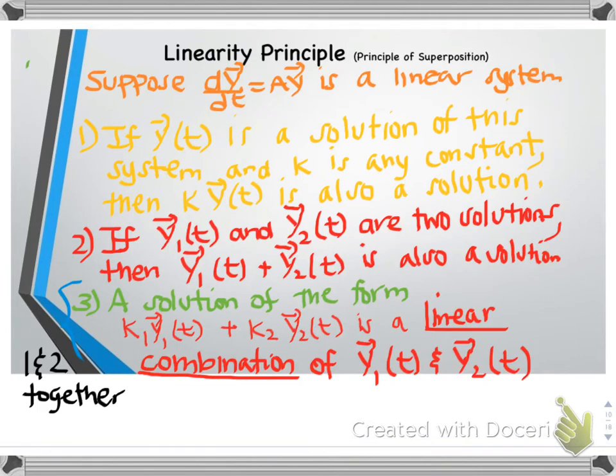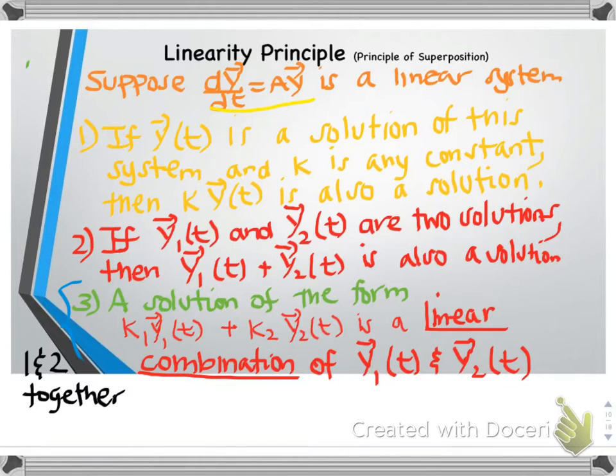Now, this is sort of the last thing I'm going to do for this part. Actually, I have something else for you to do, but this is the last main new thing that I want to talk about. So hopefully you're following along up to this point and you're okay with everything. So we have what we call the linearity principle or the principle of superposition. And this says, suppose dy/dt equals A times y is a linear system.